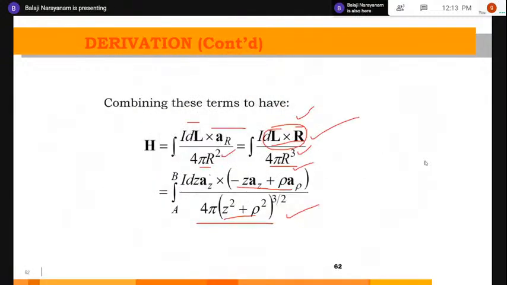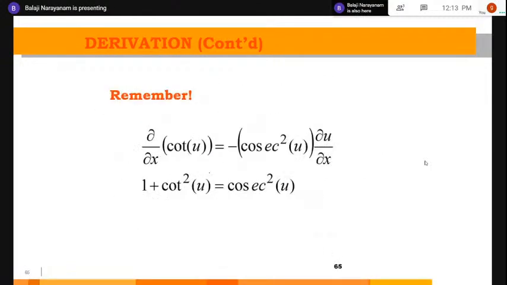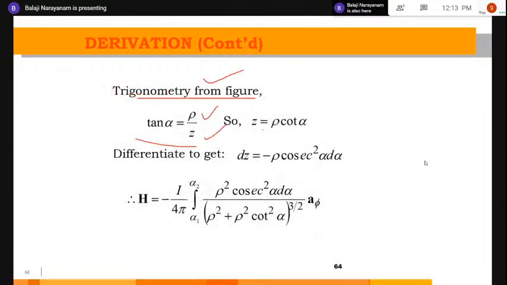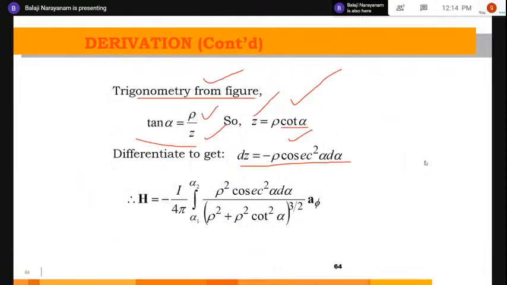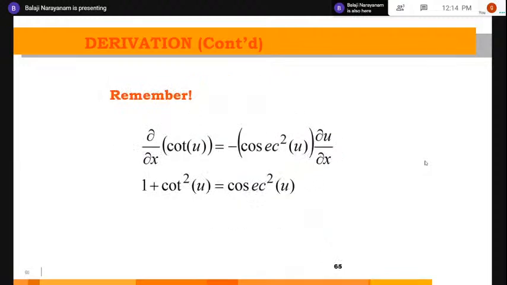So tan alpha is simply rho by z, and z is equal to rho cot alpha. You got this one. Differentiating, dz is minus rho cosecant square alpha d alpha, and you may substitute that. Why we are doing this is, here we have dz and we want to simplify further. dz can be found like this, and we substitute that dz value in the equation for H, so that we may get this equation.